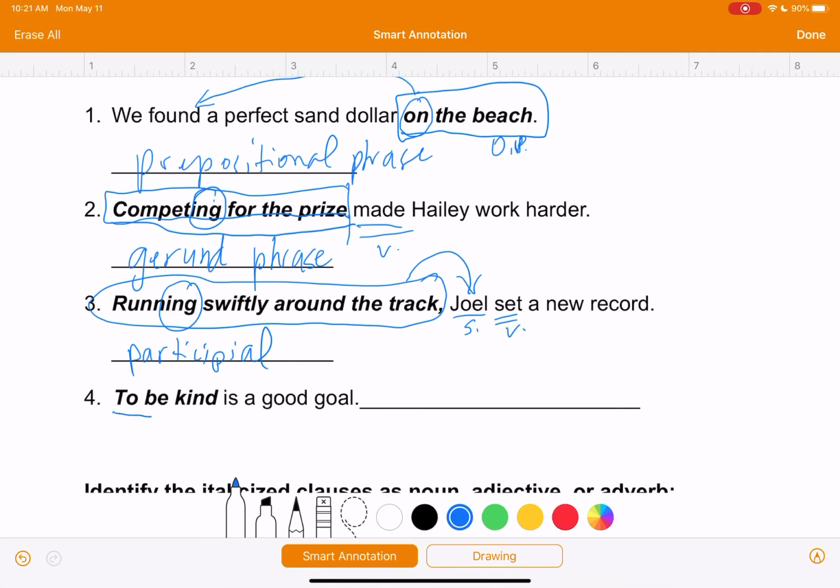Here we have to be kind is a good goal. Already the to be is a dead giveaway. It's an infinitive phrase, but also it's nice to know this is the subject of the sentence, so it must be a noun, and infinitives, sure enough, can be nouns, so this is an infinitive phrase. I think I misspoke. Infinitives can be nouns. Yeah, that's what I meant to say.